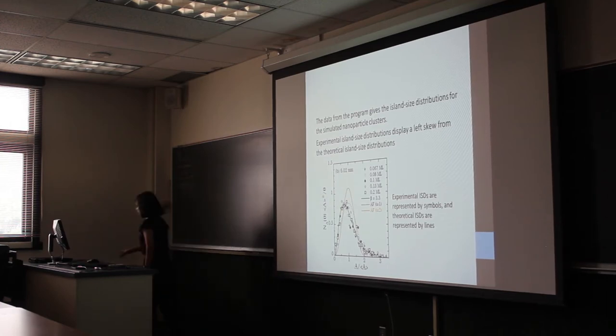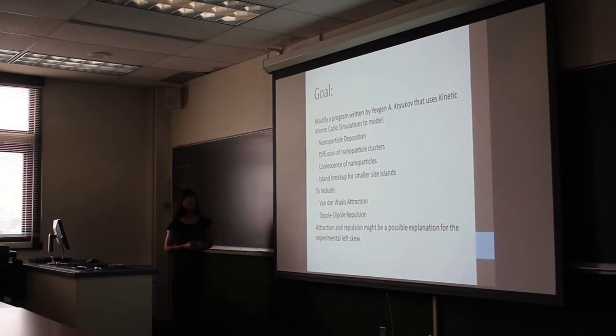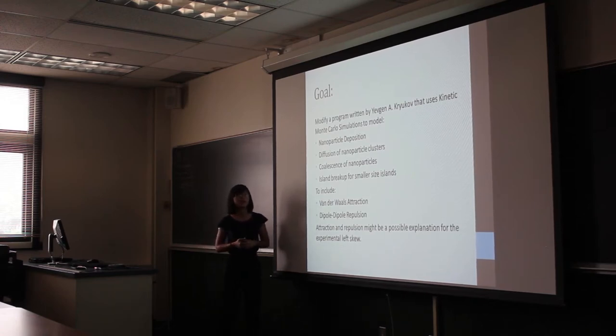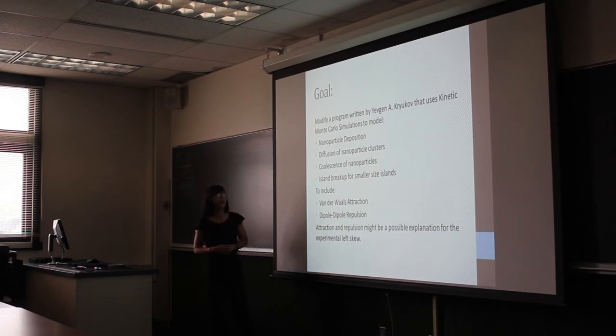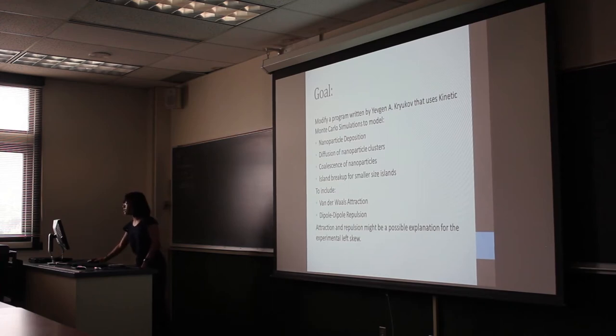So the purpose of my project is to include Van der Waals attraction and dipole-dipole repulsion inside a computer program that will model this and find the data for island size distributions, to see how including attraction and repulsion will affect the island size distribution. I'm also playing around with the parameters, for example stronger attraction or weaker repulsion, to see what would happen to the island size distribution.